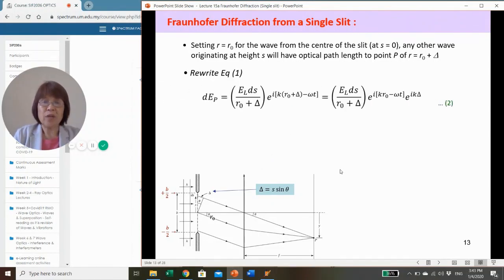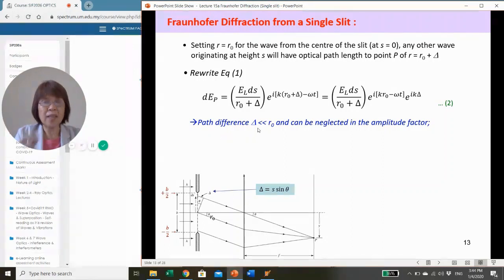Now, in that case, we rewrite the equation just now. Instead of just r, we put R0 plus delta, and this delta is equal to s sine theta, since this angle is theta, and with the small angle approximation we can take this to be perpendicular to this line here. And kr, where r is represented by R0 plus delta, writing it out properly, we can lump (kR0 minus omega t) multiplied by exponential i k delta.